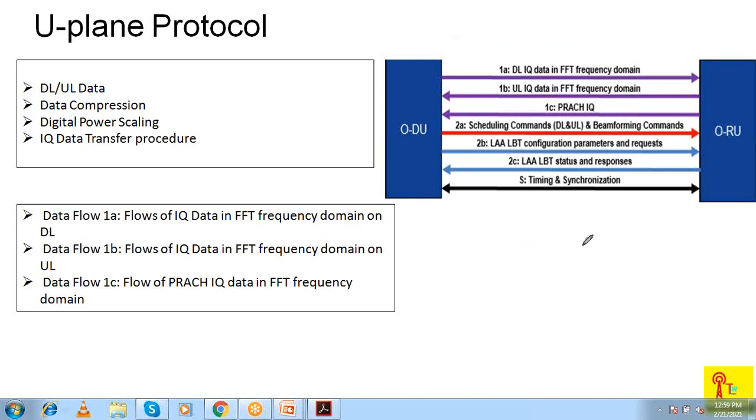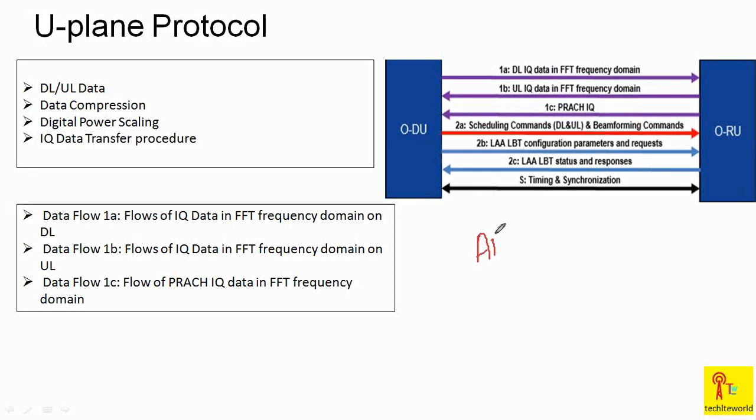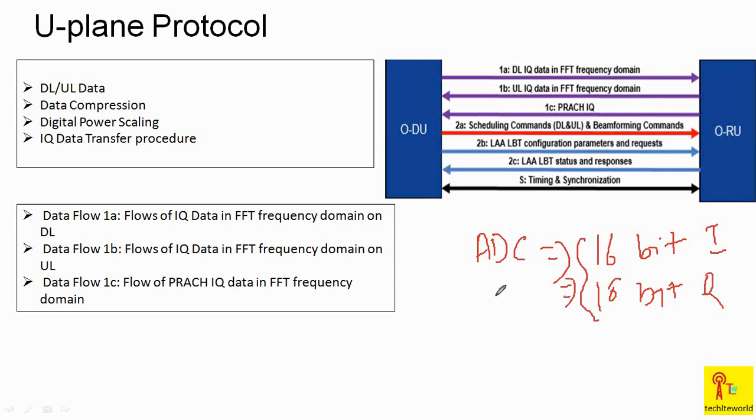when we convert analog to digital with the ADC, after this each sample will carry 16 bit I plus 16 bit Q, right? So we can scale this down. Nowadays most people are implementing this technique, block floating point compression. By using the BFP technique, we can compress it down to 9 bits. So the bit gain we can receive by this is 9 bit I and 9 bit Q.